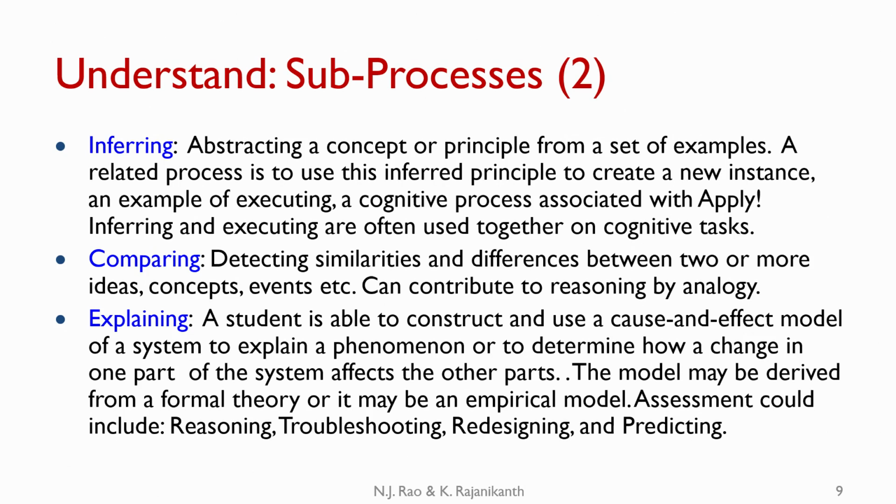People use the word explain in a very generic sense, but explaining in the revised Bloom's taxonomy has a very specific meaning. A student is able to construct and use a cause effect model of a system to explain a phenomena or determine how a change in one part of the system affects the other parts. The key word here is cause effect model. The student must be able to construct a cause and effect model of the system. The model may be derived from a formal theory or it may be an empirical model.